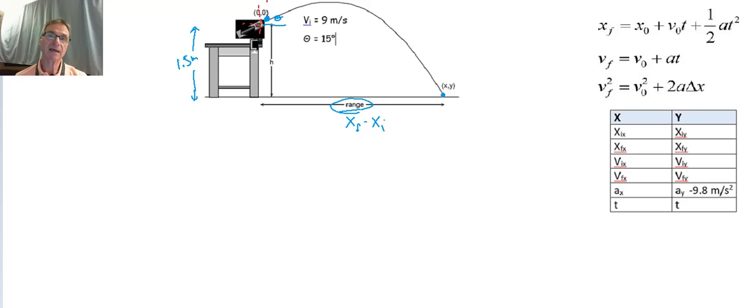So if xi, the initial value for x, is 0, then our displacement, which is x final minus x initial, simply becomes x final. Okay, so our displacement is equal to x final minus x initial, but if x initial is 0, then our displacement is simply x final.